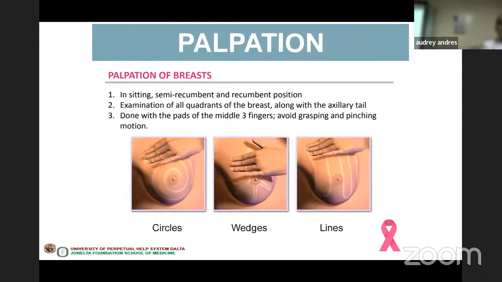Then you palpate. In sitting, semi-recumbent and recumbent, you look at all quadrants. But again, where do you expect the abnormality? Right, upper outer quadrant. So you can either do it in circles, in wedges, or lines, just as long as you do it systematically so you are not missing any part of the breast.